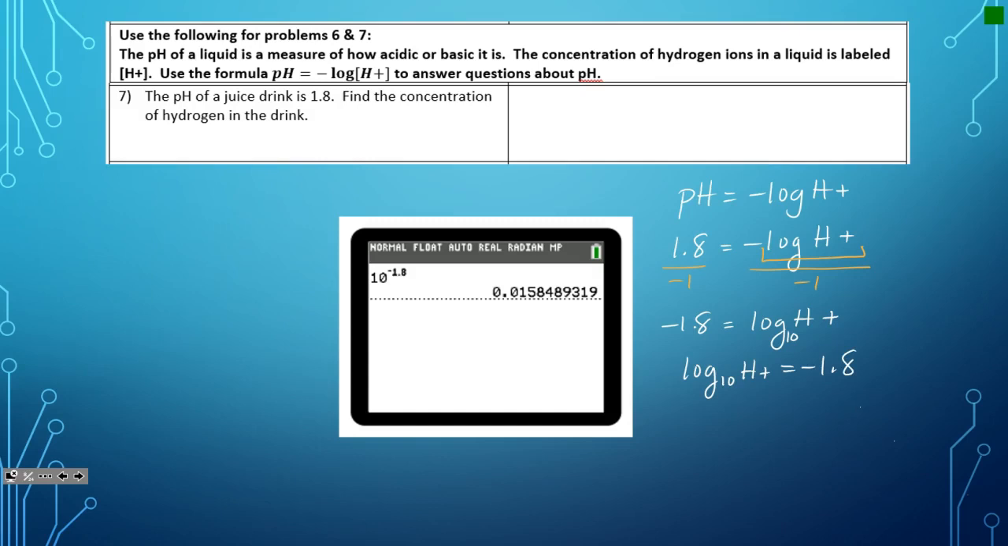So now what I'm going to do is I'm going to say 10 to the -1.8 equals H+. If you put 10 to the -1.8 in your calculator, it gives you this big long decimal. We want to write our answer in scientific notation because if you refer back to the other problem, that's how they gave us the H+.